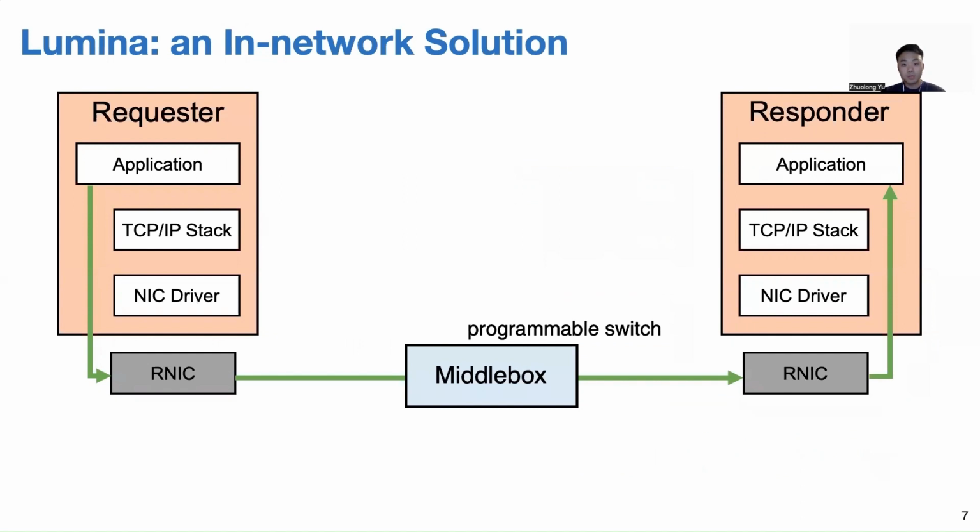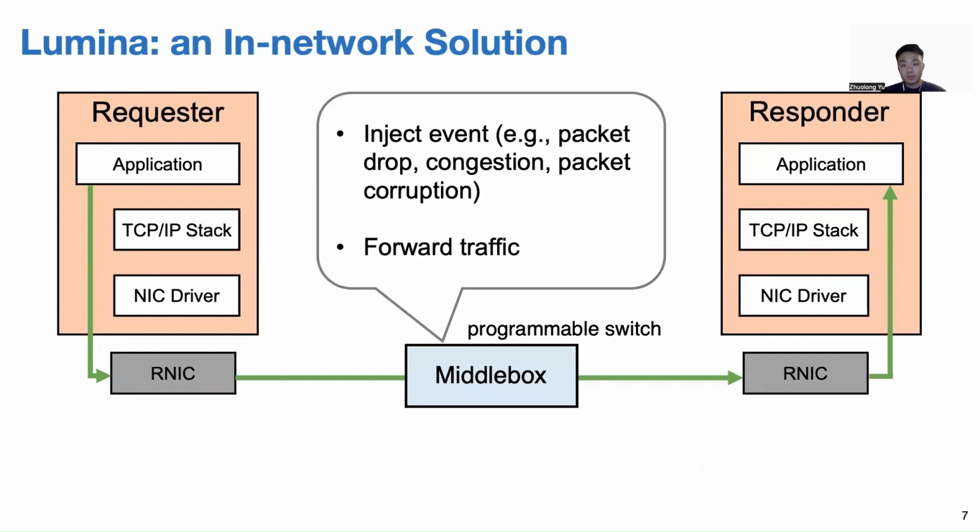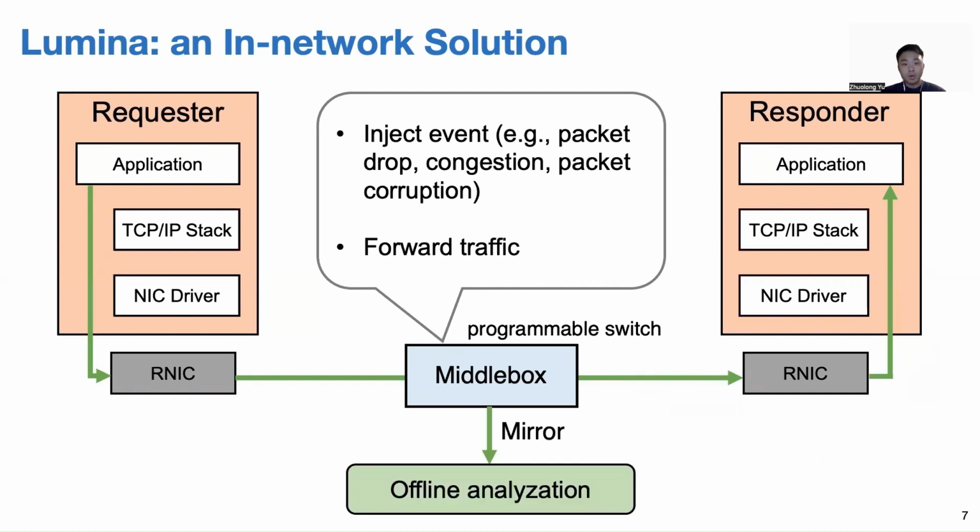We propose Lumina. Lumina uses a programmable switch as a middle box to inject events to the traffic. Since the middle box may not have enough resource and flexibility to do complex measurement, we mirror all the packets from the middle box to some servers for offline analysis.